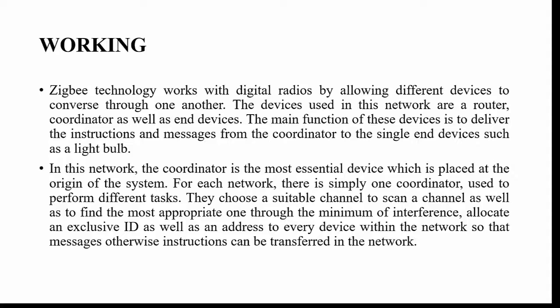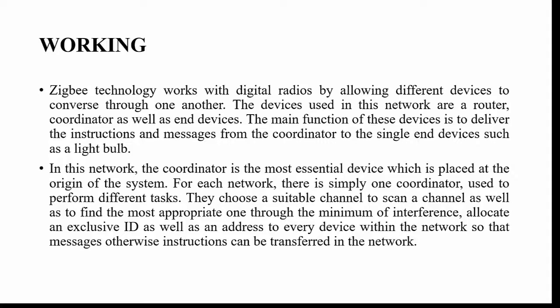So this will be applied by the Zigbee, and the devices used in the network are a router, coordinator, as well as end devices. So what are the devices that we are using in the Zigbee network? The router, coordinator, as well as end devices. The router is the main part, it will transmit the signal, and the coordinator will be the part that can receive the signal and send the acknowledgements, and the end device will be the main device that we are controlling.